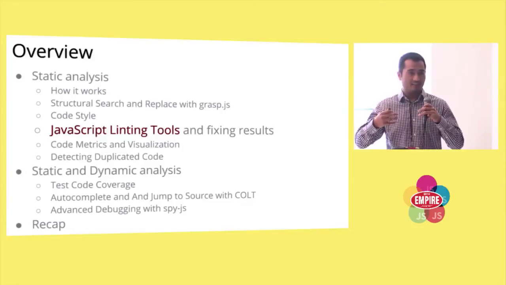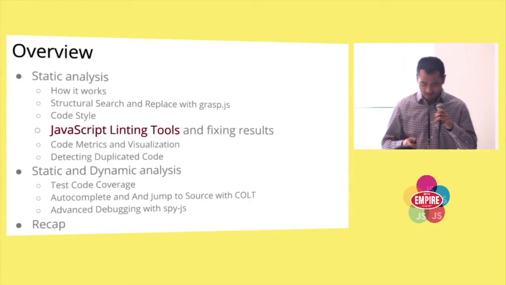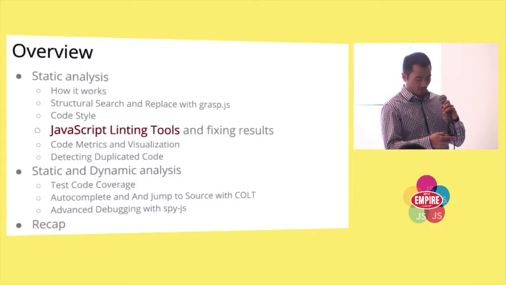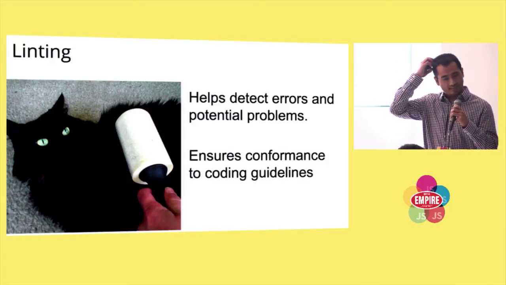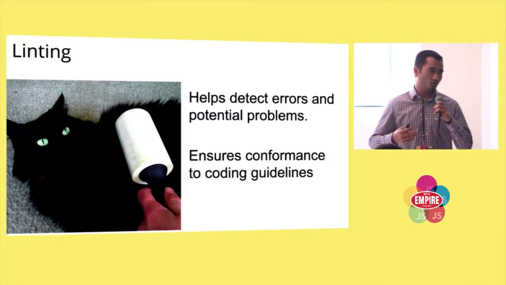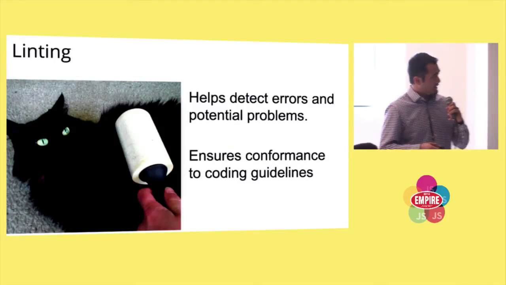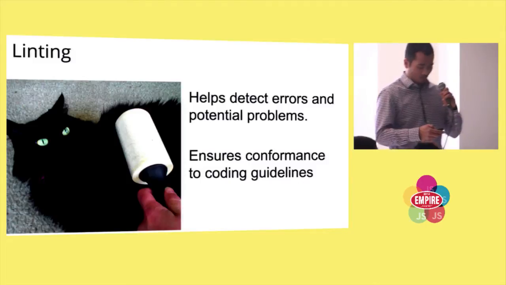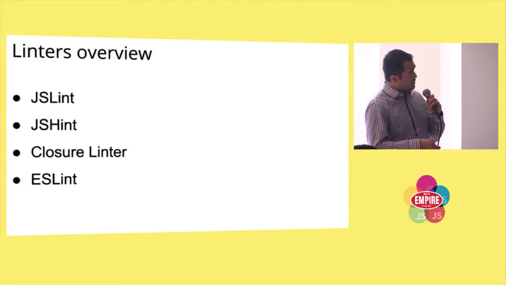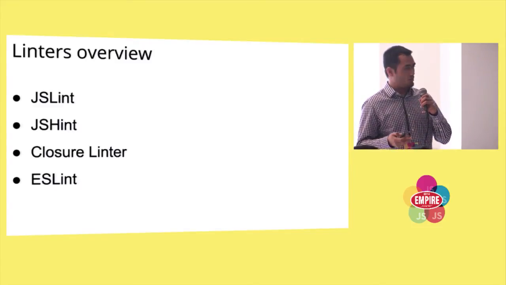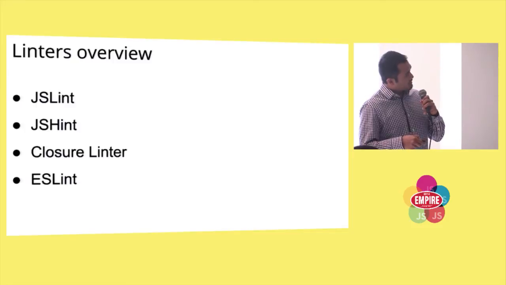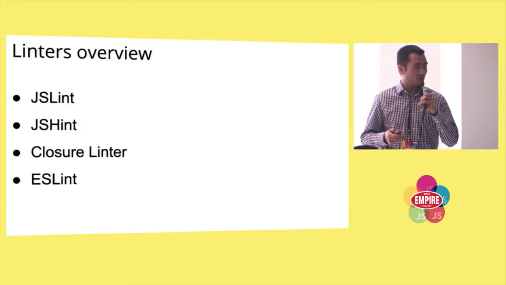One of the few static tools that we as a community have taken as an integral part of our build systems is linters. So let's define what linting is. Linting is the process of helping you detect potential syntactical or sometimes even semantical errors with your code. It also helps to ensure conformance to certain coding guidelines. So we know of JSLint, JSHint, Google's Closure Linter. We've all used them. I don't think you want me to bore you with all the details of these, so I'll rather focus on ESLint, which is relatively a new kid on the block.